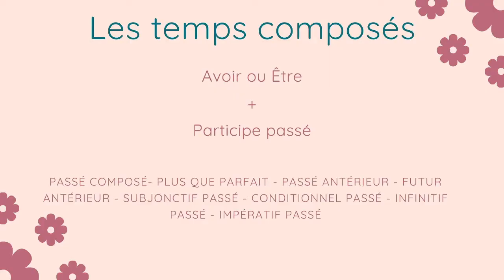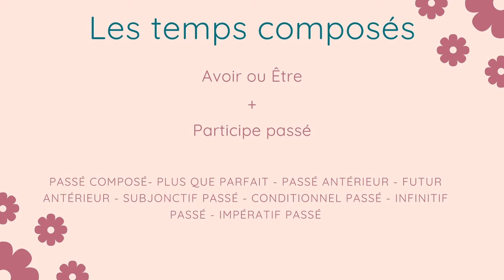You also have, usually in those tables, a part for the composite tenses. We have plenty of composite tenses, as you can see. The most famous one is passé composé. You can have le plus-que-parfait, passé antérieur, le futur antérieur, le subjonctif passé, le conditionnel passé, l'infinitif passé et l'impératif passé. That sounds a bit complicated, but if you understand how they all work, it's the same way. The only thing that's going to change is avoir ou être. They're going to be conjugated at another tense.